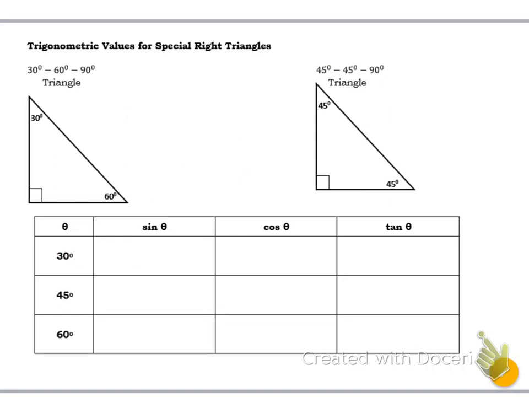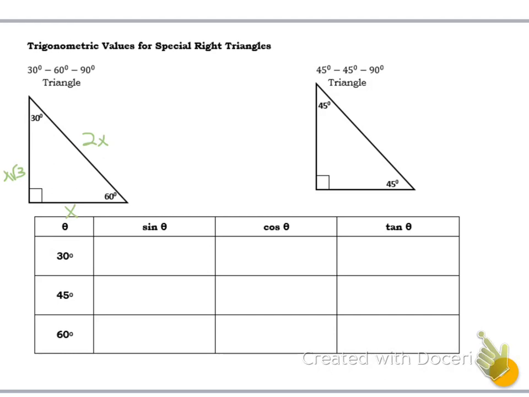Okay? These special right triangles, you're going to have to memorize for the test. For 30-60-90s, across from 30 will always be x, across from 60 will always be x square root 3, and across from my right angle will always be 2x. Okay, your biggest angle is your 90-degree angle.